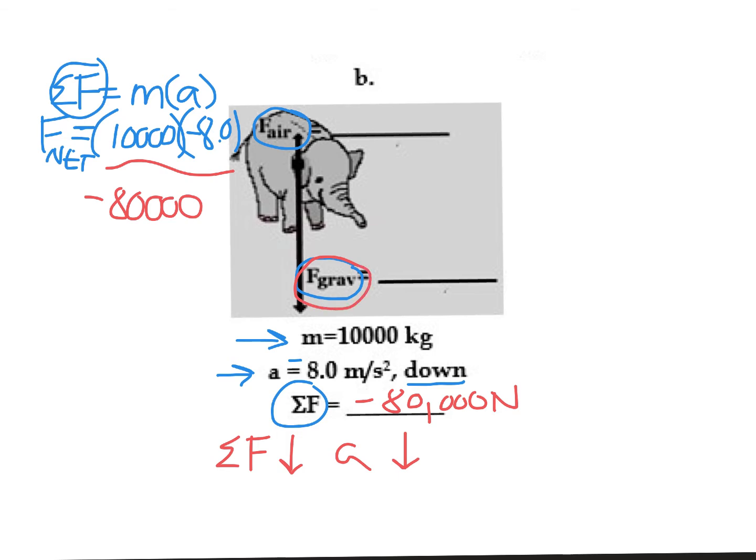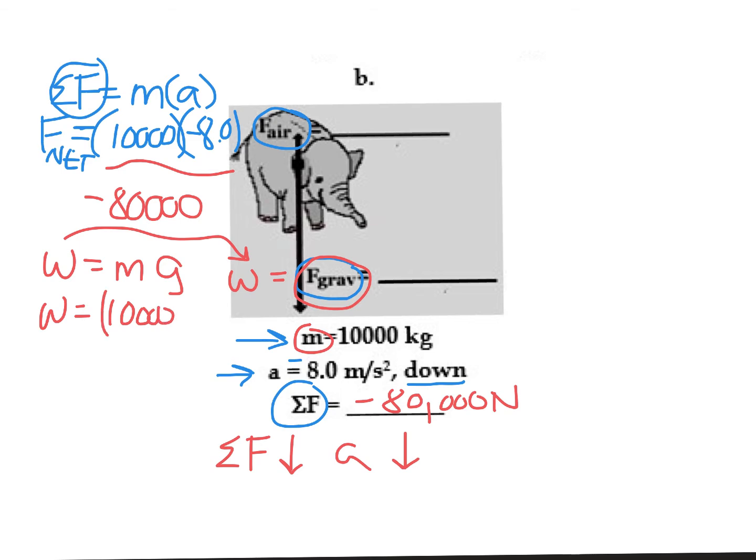Well, I know the force of gravity is the same thing as weight, and I know my weight equation is mass times the acceleration of gravity. I already have my mass, and I know the acceleration of gravity, so I can solve for weight, which really is just solving for the force of gravity. So let's do that. Weight is equal to the mass, which is 10,000, times negative 9.8. When I do 10,000 times negative 9.8, I'm going to end up with negative 98,000 newtons. So that means my weight downward is negative 98,000 newtons.